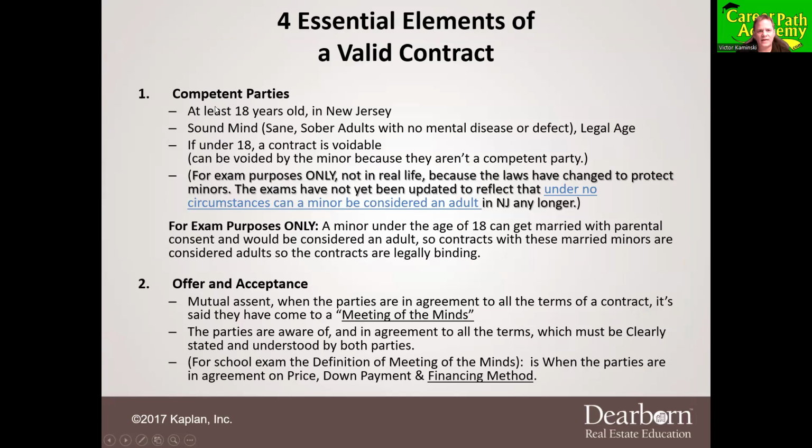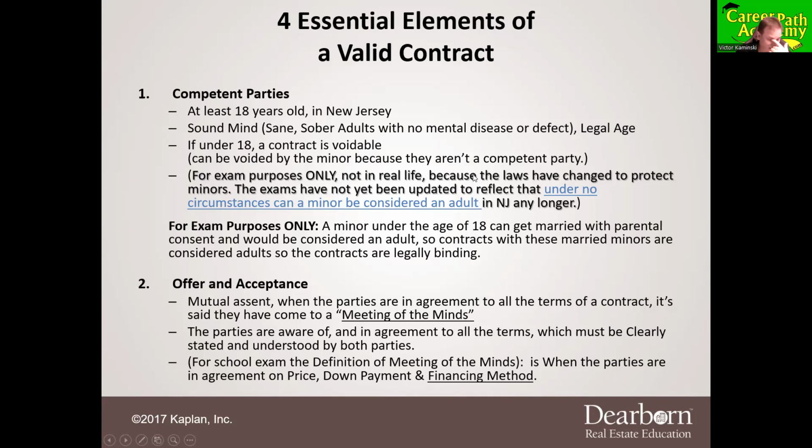You've got to be at least 18 years of age or older in New Jersey to be considered an adult. You've got to be of sound mind, sane, sober adults with no mental disease or defect that are of legal age, 18. But if you're under 18, a contract is voidable. It's only voidable by the minor, not by the adult. Anybody can enter into a contract with a minor. And that contract, the minor could just say, I don't want to be in it. And because they don't want to be in it, you cannot legally enforce a contract against a minor because they're not of legal age. They're not considered a competent party.